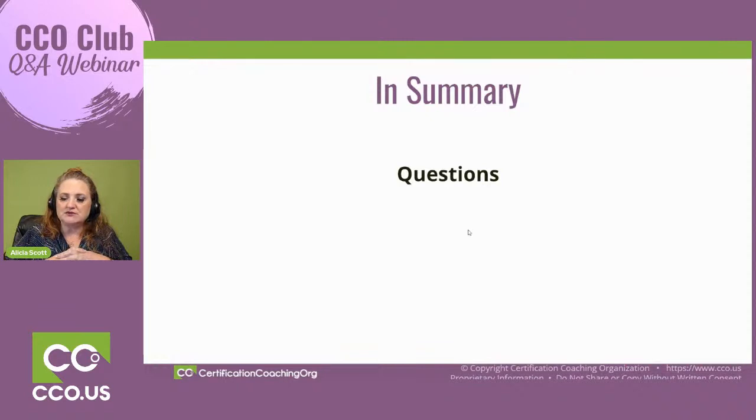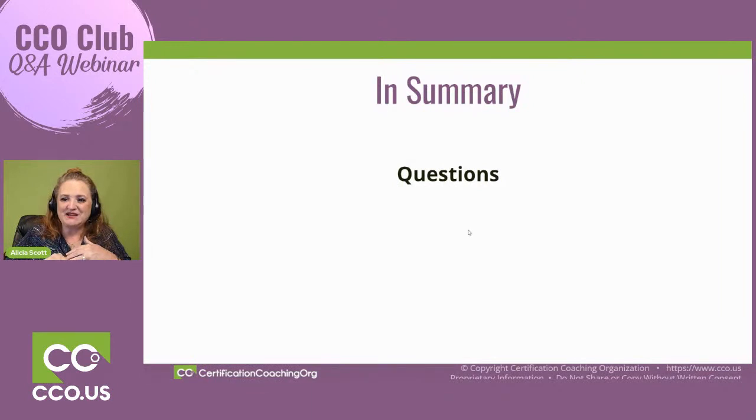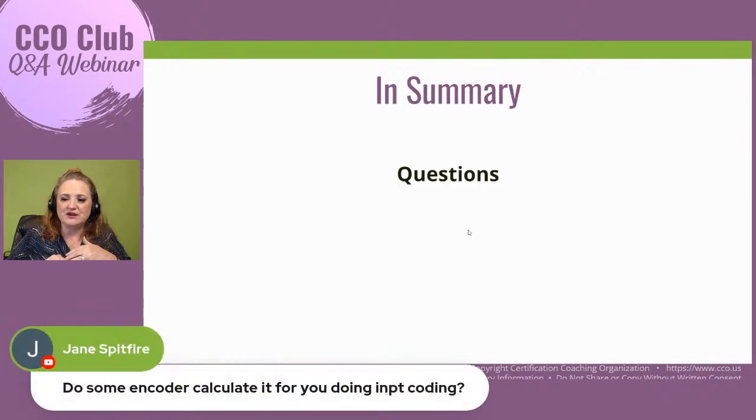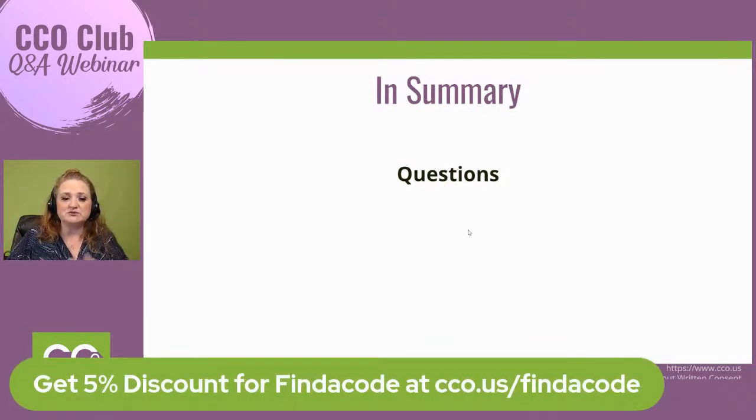Integral coding is a no-no. You have 25 diagnosis codes for inpatient status. That's right. Is there an encoder that calculates it for you when doing inpatient coding? Yeah, there absolutely is. And for DRGs, Find-A-Code has a DRG tool. We could have gone in and used it as well. It helps you with primary and secondary and some other stuff.